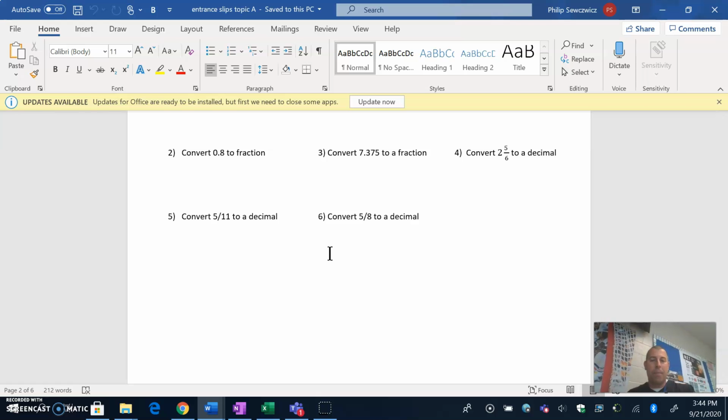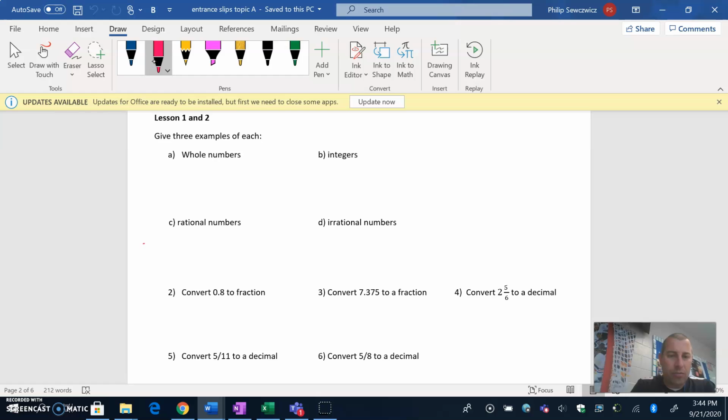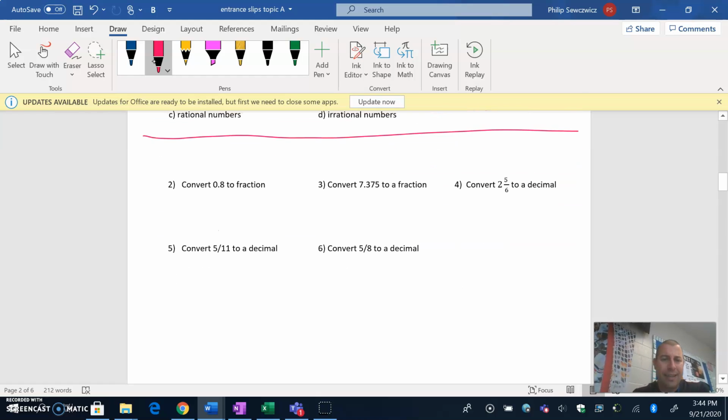All right. So if you notice here, it said lessons 1 and 2. We're just drawing a line as I click my draw button there. That separates the two lessons there. So let's get into this here. Convert 8 tenths into a fraction.